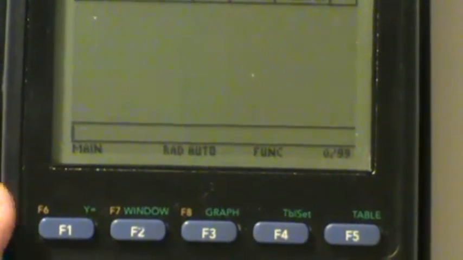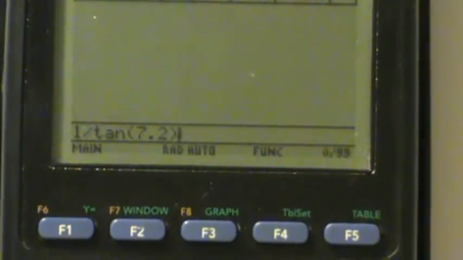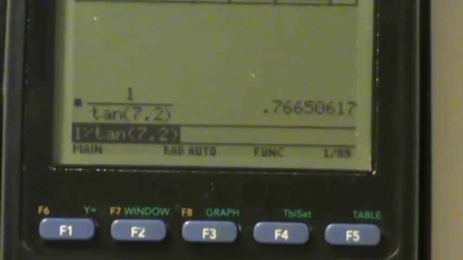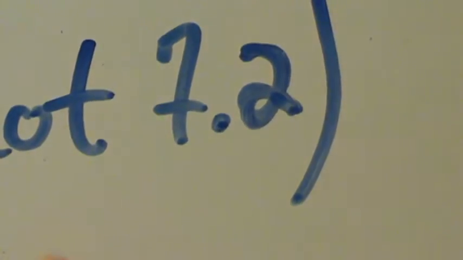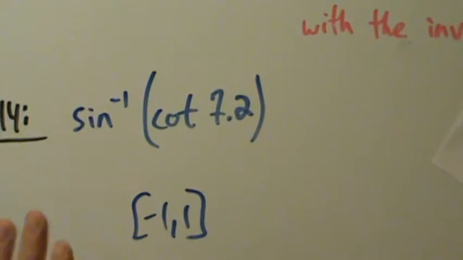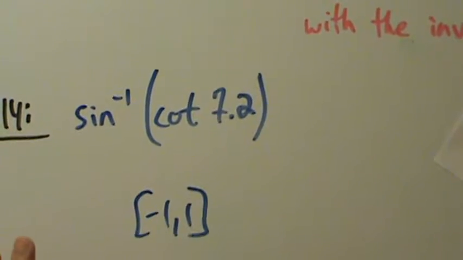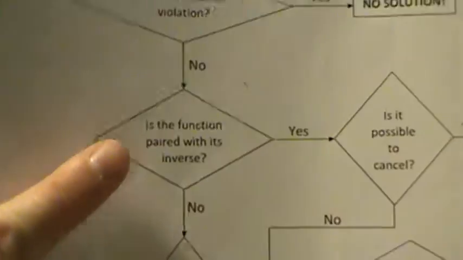So remember, cotangent is 1 over tangent, so 1 divided by the tangent of 7.2 is about 0.7665. Since we just found out that cotangent of 7.2 is between -1 and 1, it's okay to take the inverse sine of it. Okay, it's okay to do that. So is there a domain violation? No. Okay.